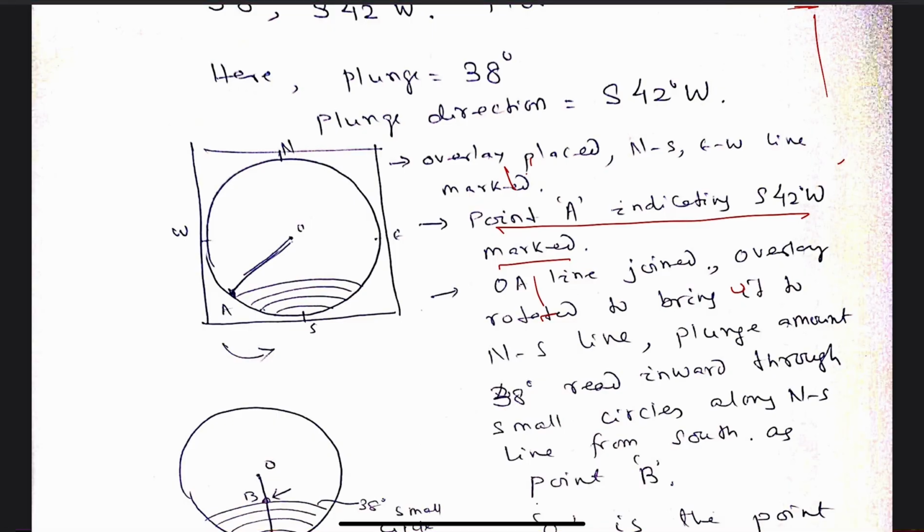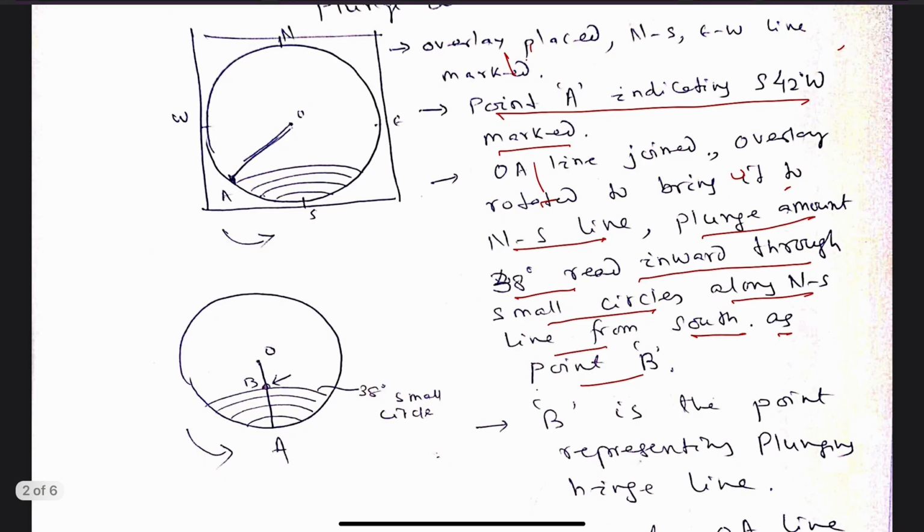The OA line joined, overlay is rotated to bring it to north-south line. Plunge amount 38 degree is read inward through the small circles along north-south line from south as point B. So B is the point representing the plunge of the hinge line.